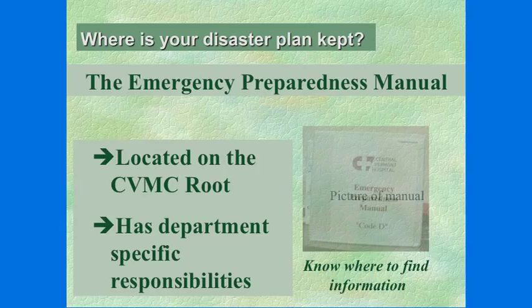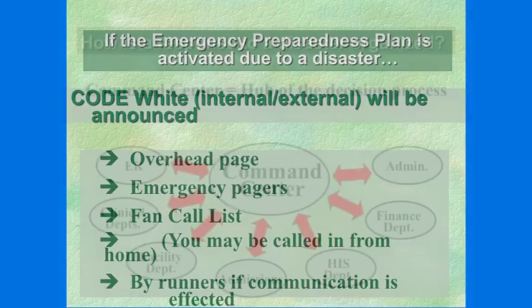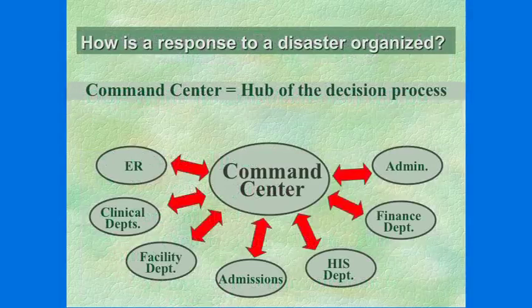Okay? Your disaster plan is kept in your emergency preparedness manual, which is located on the route, and then there are department-specific responsibilities. So if a code white is called, it's going to be announced by overhead page. Emergency pagers will be notified. There's a fan call list in each of your areas. That'll go into effect. You may be called in from home. Runners may be needed if communication is affected. So the bottom line is our command centers are always set up in conference room number 3. So people from all of these areas report to conference room number 3.